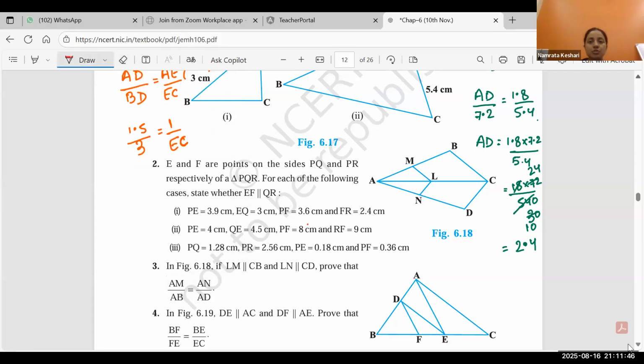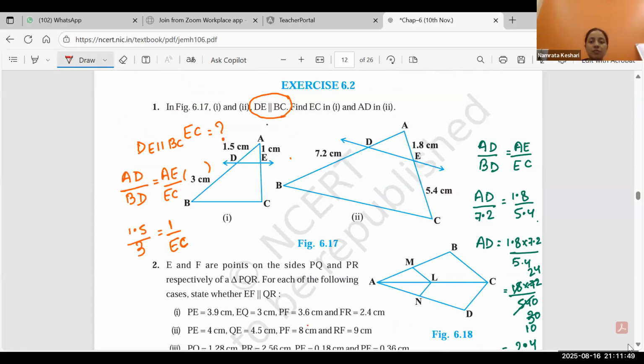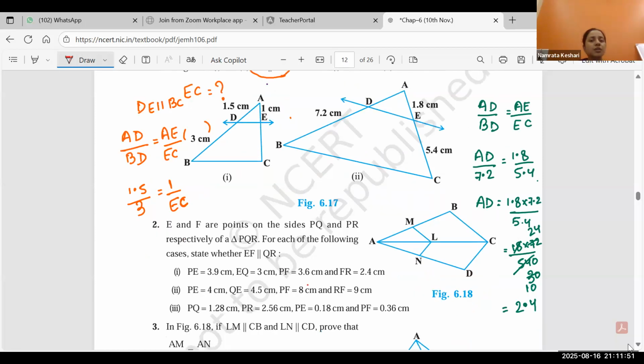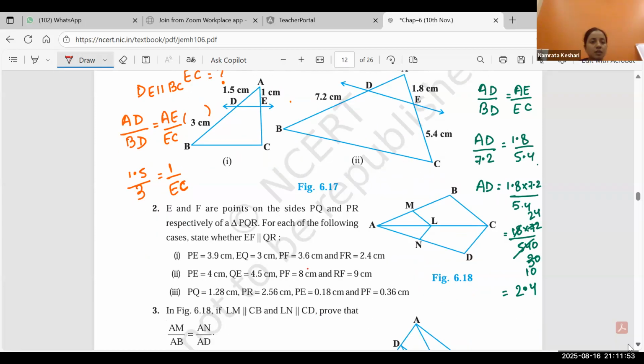Let's do question number 2. Any confusion in question number 1? Ma'am, we just needed to deal with the decimal numbers. Number 2.